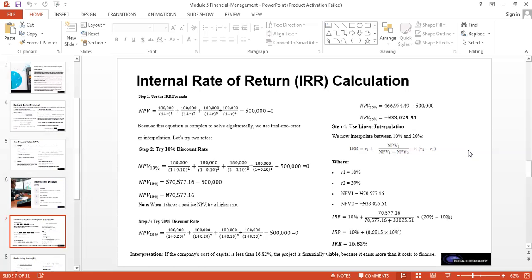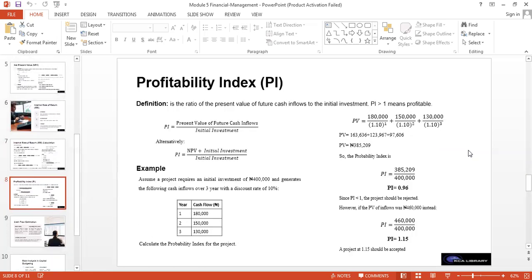So if the cost of capital is less than 16%, maybe we have 10%, or 5%, then it is viable and can move on because it earns more than its cost to finance. We have the profitability index, which is the ratio of the present value of future cash inflow to the initial investment. And when PI is greater than 1, it means that it is viable.